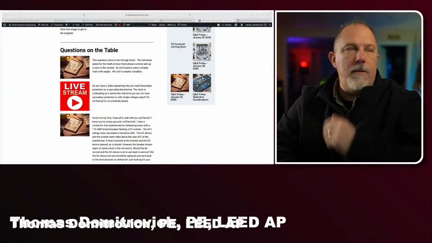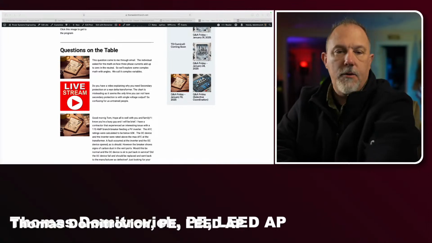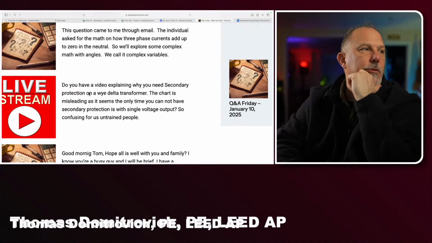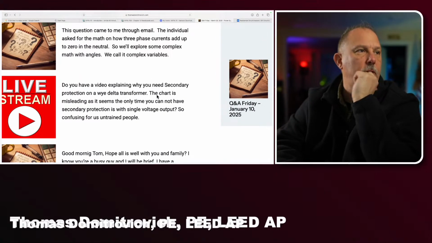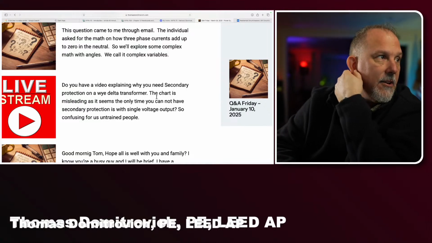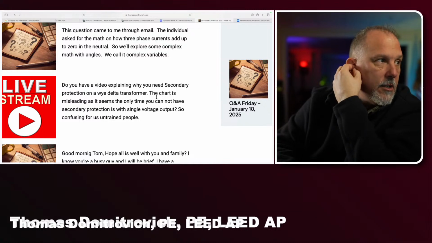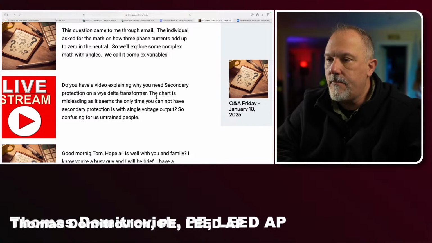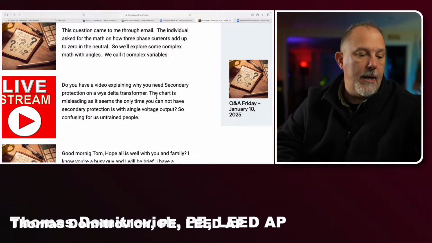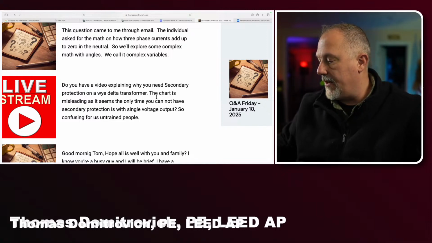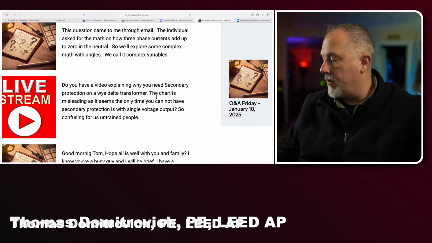So let's get back to this. The second question: do you have a video explaining why you need secondary protection on a Y delta transformer? The chart is misleading as it seems the only time you cannot have secondary protection is a single voltage output. So confusing for us untrained people. Okay, so let's talk about primary and secondary protection on a transformer.